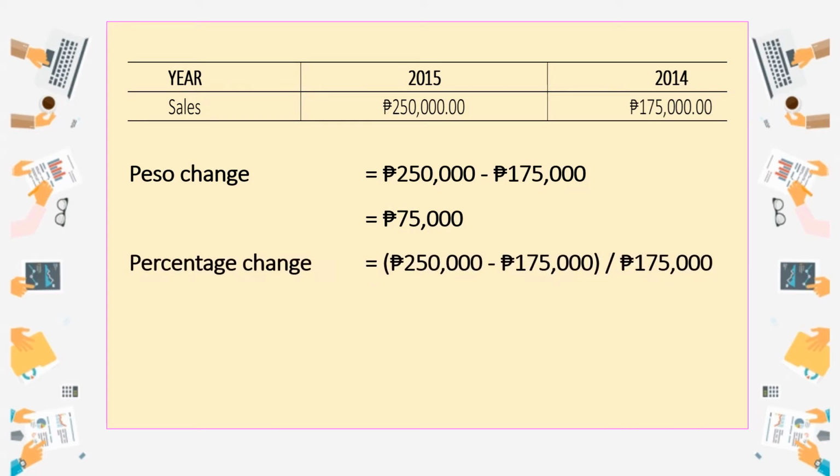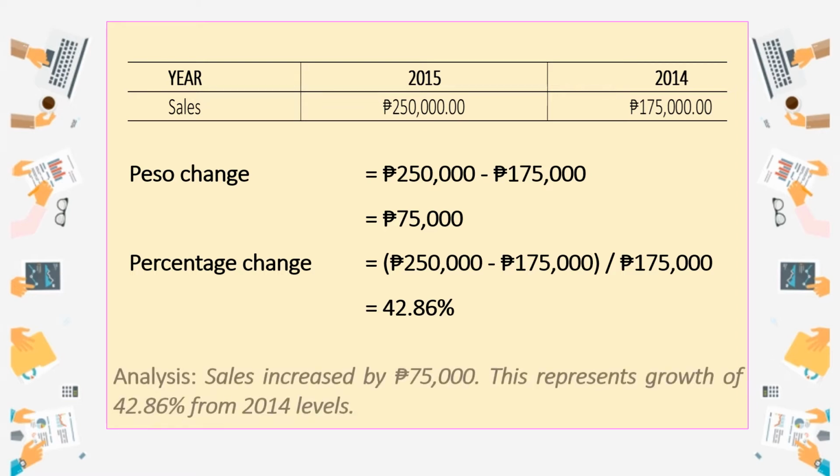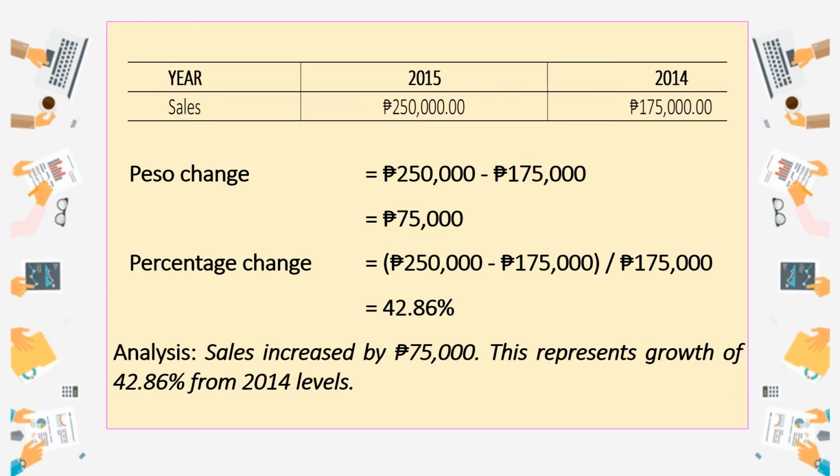And from that, the difference will be divided by the prior year, and that is 175,000 pesos. So we have here 75,000 divided by 175,000, and that is 42.86%. So how are you going to have the analysis? Sales increased by 75,000 pesos, the value from peso change. This represents growth of 42.86% from 2014 levels. So we have here the two values, the peso change and the percentage change.